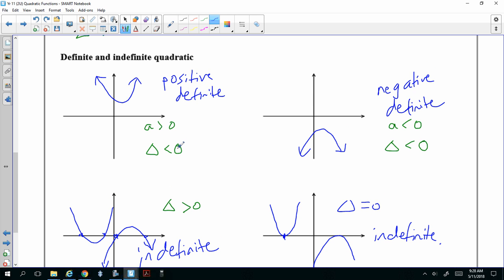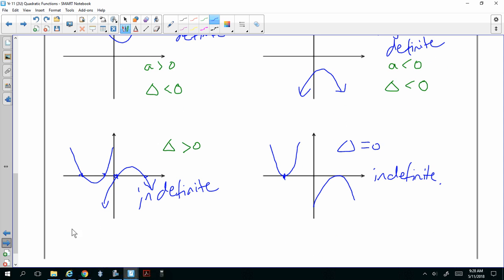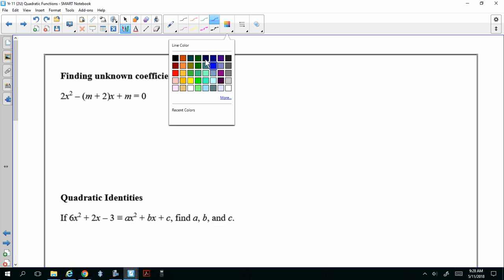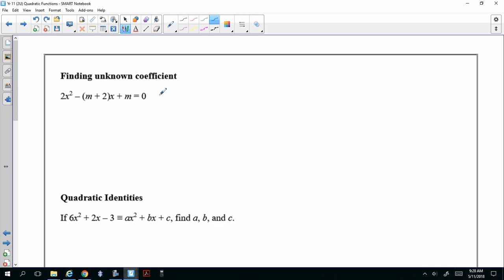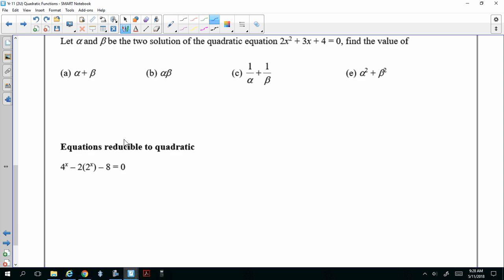Okay, we just did finding unknown coefficients recently. So to find these things, actually no, sorry. Okay, now what do I have to do? I forgot what I have to do for this. Sum and product of roots, equations reducible to quadratic. Oh, and that's it. So this is the last page, right? Okay. All right, so let's look at this bit.